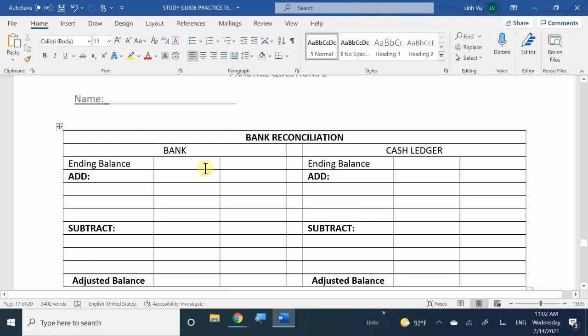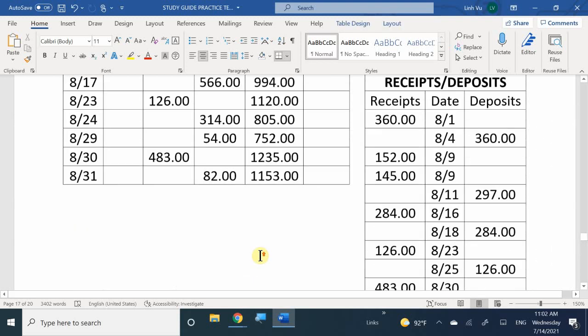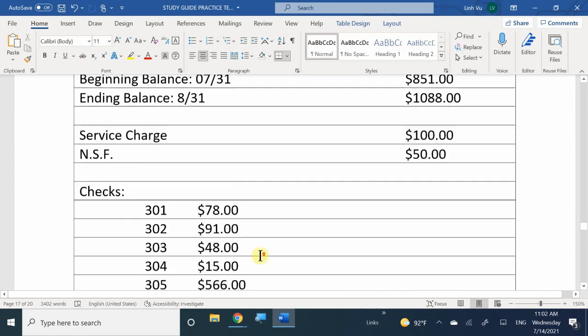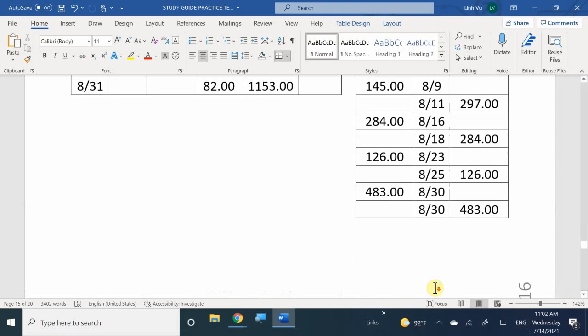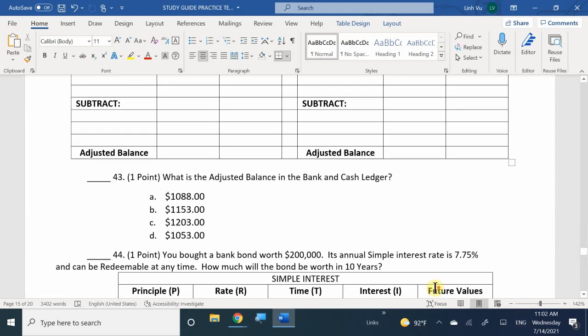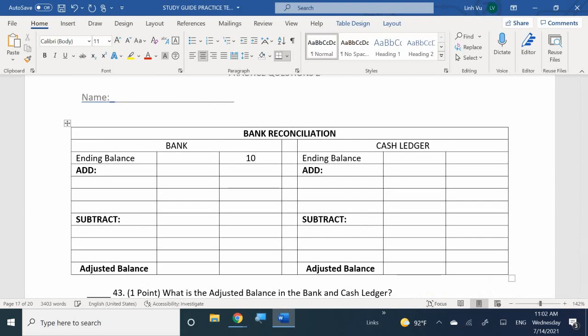Let's go with the bank side. All right, so first thing I'm going to start off is, what is your ending balance in your bank account? So let's take a look at my bank statement. What does it tell me my ending balance is as of August 31st? The 1088. So I'm going to plug that number into my table here. 1088 is what my ending balance is.